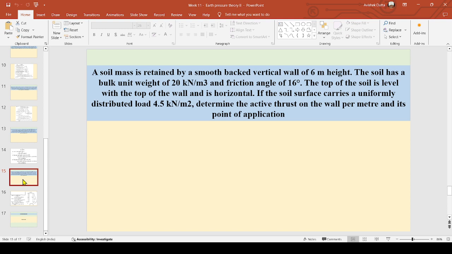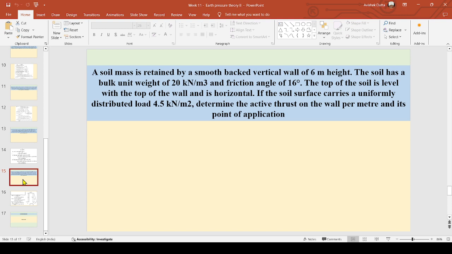A soil mass is retained by a smooth backed vertical wall of 6 meter height. The soil has a bulk unit weight of 20 kilonewton per meter cube and friction angle of 16 degree. The top of the soil is level with the top of the wall and is horizontal. The soil surface carries a uniformly distributed load of 4.5 kilonewton per meter square. Determine the active thrust on the wall per meter and its point of application. Same questions, nothing different, just given for practice.